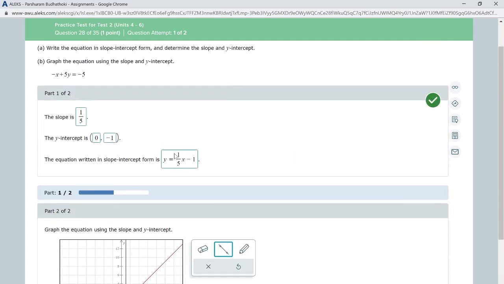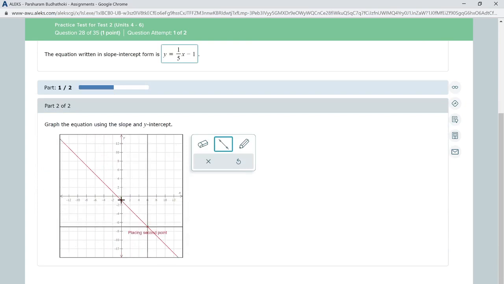Or you can use the slope. Slope means rise over run. From that point, the y-intercept, if you rise 1 unit up, then you have to go 5 units right. Okay? Yes. So that's another way.